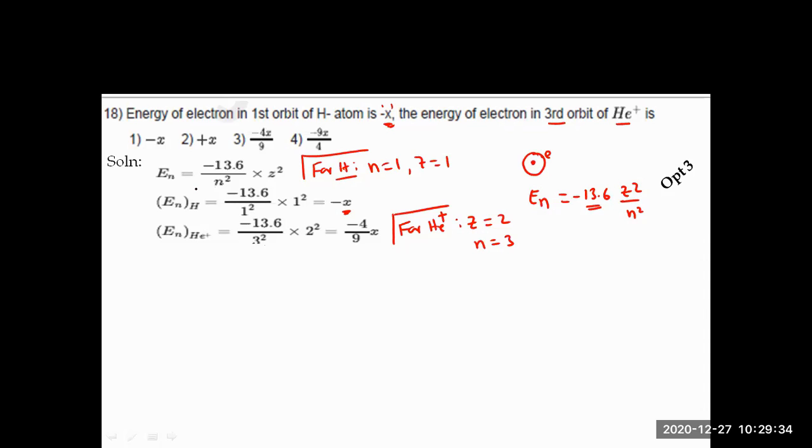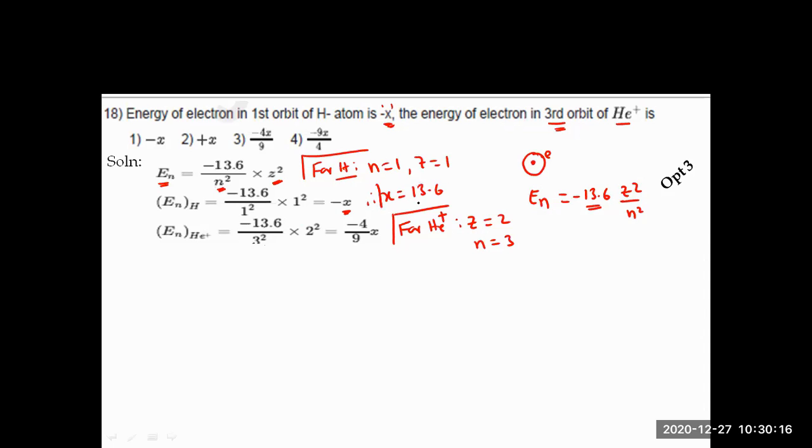Energy of electron in first orbit of hydrogen atom is x. So if you substitute for hydrogen, z is 1, correct? Electron is present in first energy level, n is 1. So it becomes minus 13.6 into 1 square divided by 1 square. So minus 13.6, that is nothing but minus x. So you can take that as x itself. Minus minus cancels. Is it okay? So now we need to express energy of electron in third orbit of He plus in terms of that x. What is x actually? 13.6. Therefore, x is equal to 13.6.